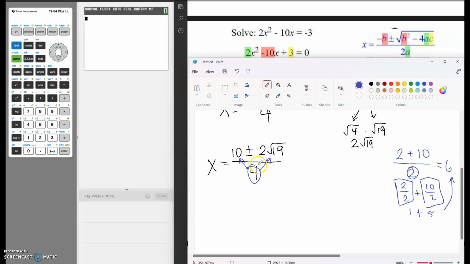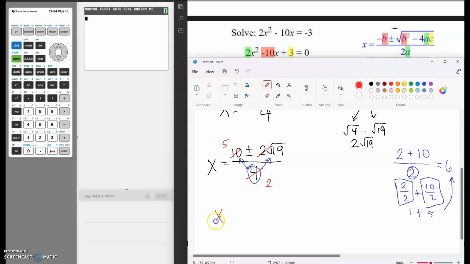Versus over here, if we think about, can we divide the 10 and the 4, the 2 root 19 and the 4, all in the same way, you might think to yourself, well, everything's divisible by 2. So we can cancel a 2 out of 10, we can cancel a 2 from the 2 root 19, and we can cancel a 2 out of the 4. It's kind of like we're taking a common divisor of all three of these terms.